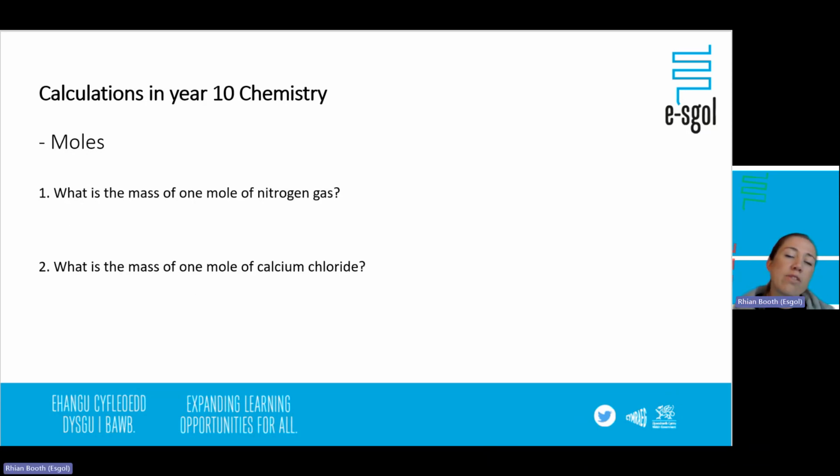What about the following? Can you attempt these? Once more, you'll need the periodic table to have a look at the AR, the relative atomic mass, for both of these. The first question is, what is the mass of 1 mole of nitrogen gas? And question 2, what is the mass of 1 mole of calcium chloride? So have a look at the periodic table. We need to calculate an AR or an MR here. Have a look and we will show you the answer now.